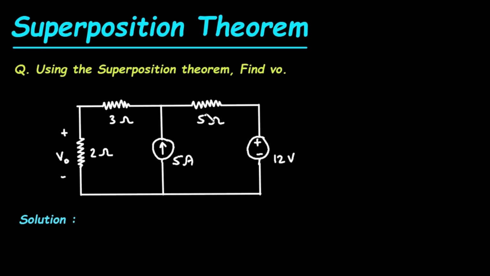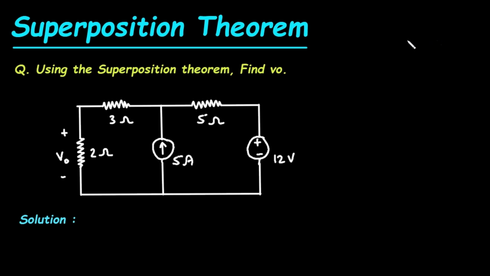Now, according to the superposition theorem, the response, voltage or current in any branch of a linear circuit having more than one independent source is the algebraic sum of the responses caused by each independent source acting alone, with all other independent sources turned off. So, in this problem, we will solve and understand the concept of the superposition theorem.